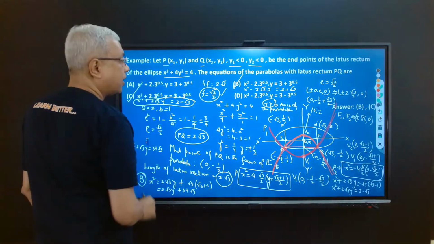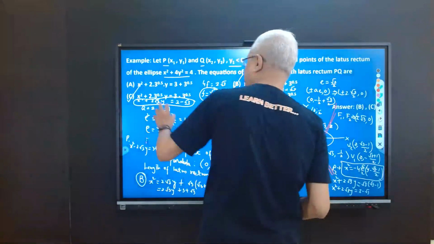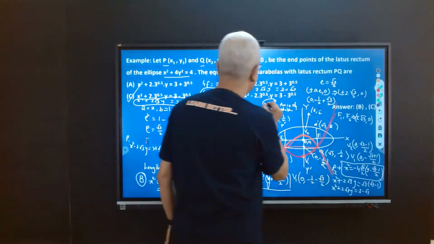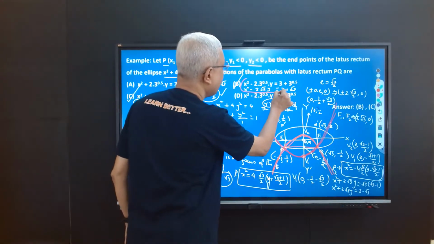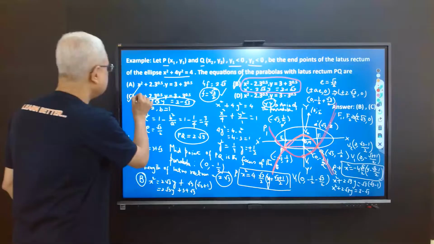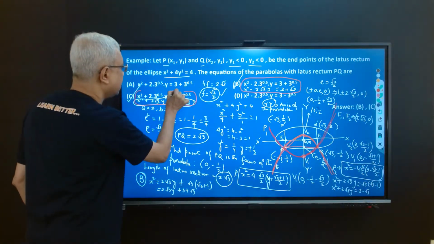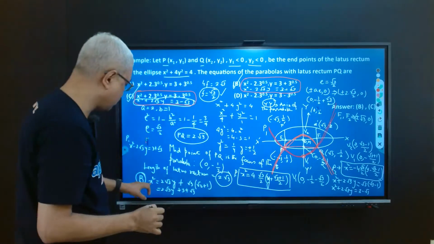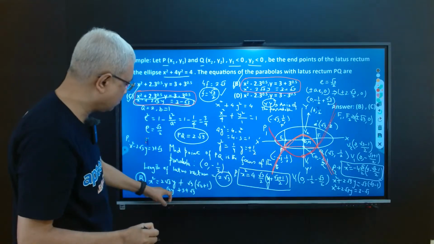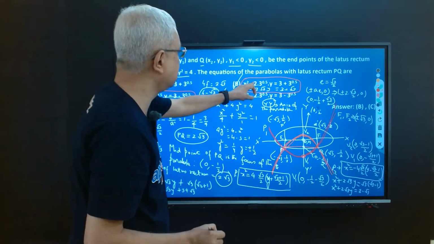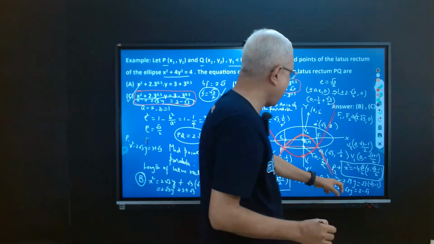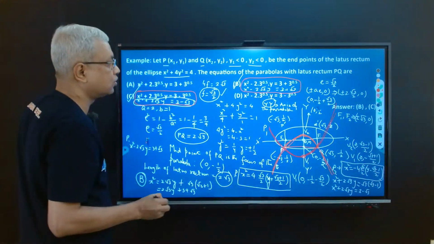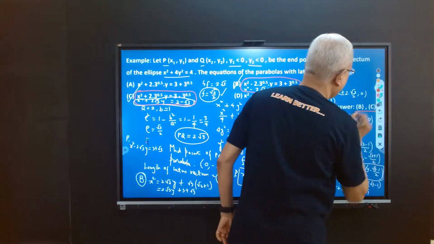That means C is also a correct answer. So B and C are the correct answers. B is this equation, and C is this equation. B is x square minus 2 root 3 y equal to 3 plus root 3, and C is x square plus 2 root 3 y equal to 3 minus root 3. So B and C are the correct answers for the problem.